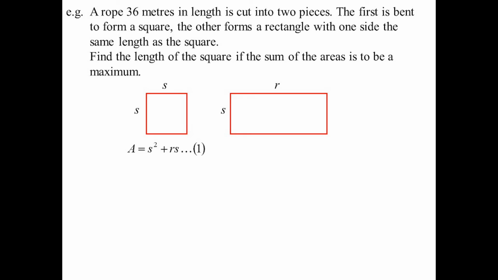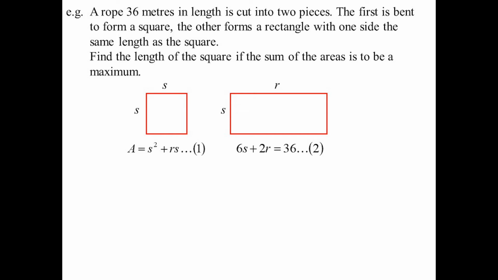So I need something else, the other piece of concrete information that they've given me. And that's right at the start of the problem. We know the rope's 36 metres in length, but remember, we're using this rope to form the square and the rectangle. So it's going to be the same as the perimeter of these two shapes. So 6S plus 2R must equal 36.